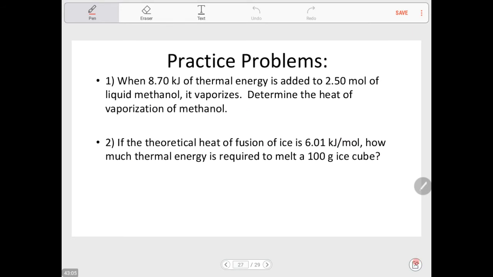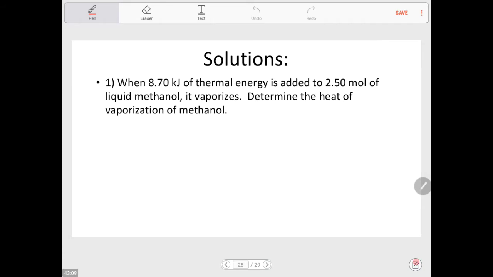Step 3, HVAP. Let's divide. Get out my phone here again. 8.70 divided by 2.50. I get 3.48. Look at your units, kilojoules divided by moles. And is that the right number of significant digits? Yes, there are 3 there and 3 there. There's your final answer.